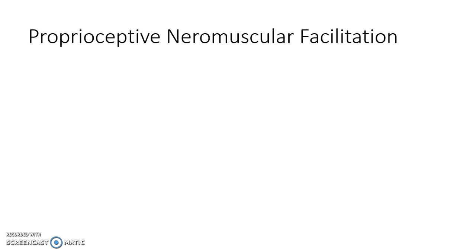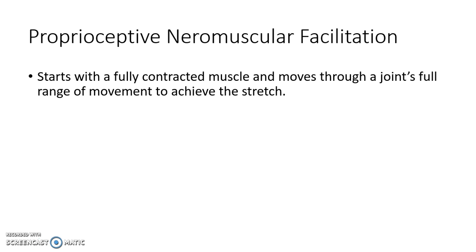So what is PNF? Well, it starts with a fully contracted muscle and it moves through a joint's full range of motion to achieve a stretch. And you're probably saying, hold on, but you just said ballistic stretching is no good because it goes from contraction to extension. Well, ballistic stretching does that really quickly, but PNF does that really slowly and really thoroughly. And you'd only ever perform PNF when you were really, really warm. So it's a form of static stretching in a way, but we use resistance too.